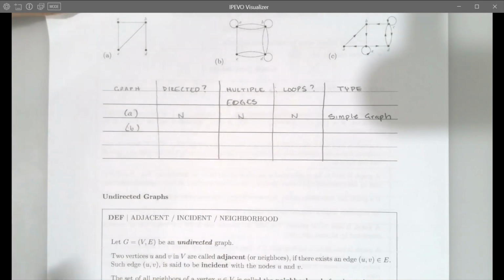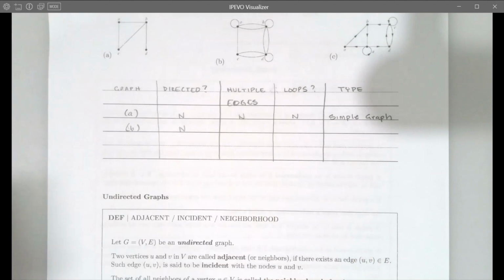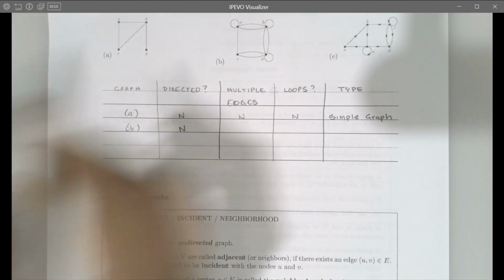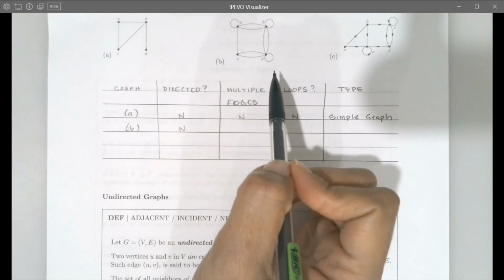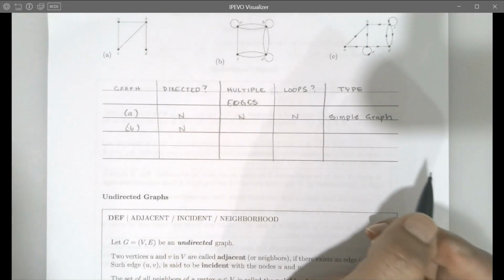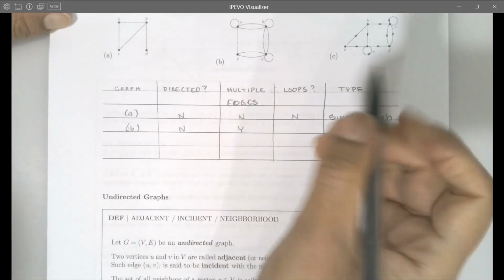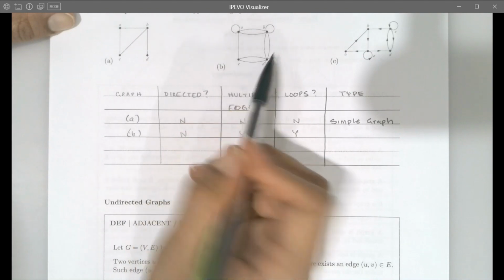Okay, let's take a look at part B. It's still not directed. It does have multiple edges. If we take a look at nodes A and B, there are two edges that connect those two. Same for C and D and B and D respectively. So the answer here is yes. We also have loops. We have loops at nodes A, B, and D.